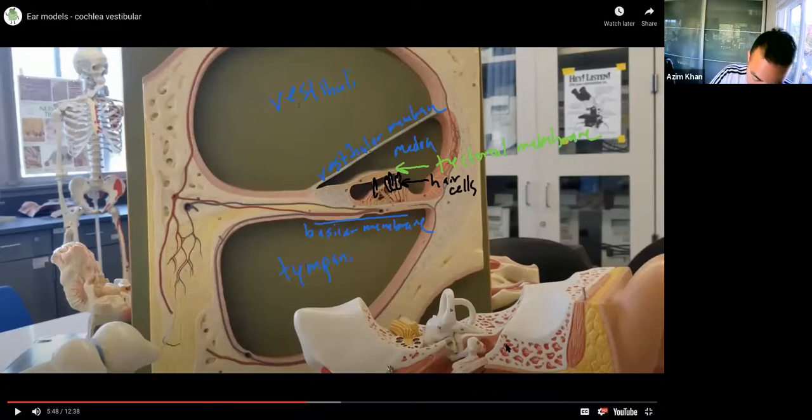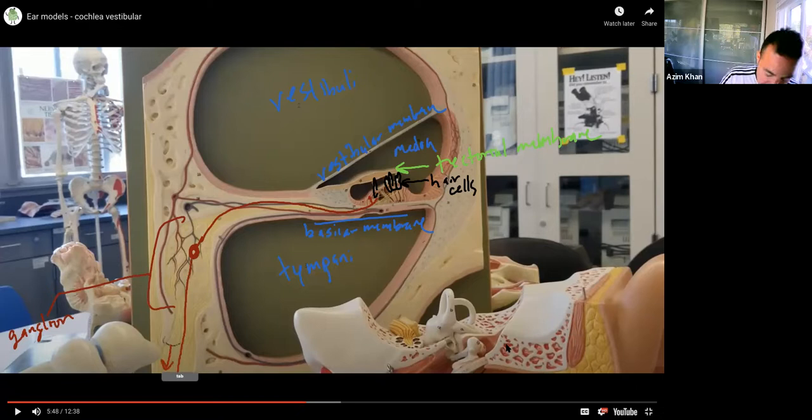And then a sensory neuron will get activated. It's bipolar. You can see a ganglion right here. And these axons will continue on as cranial nerve 8 to the medulla.